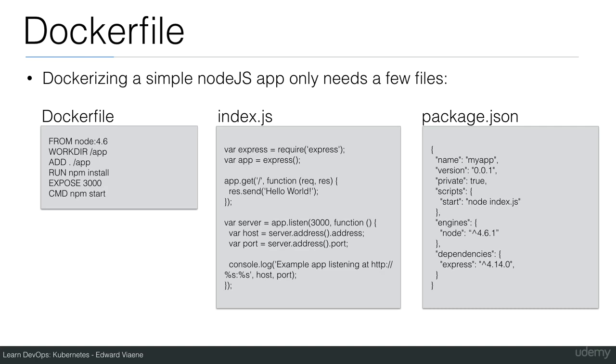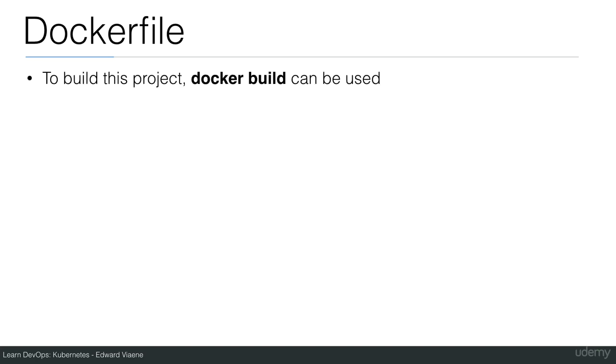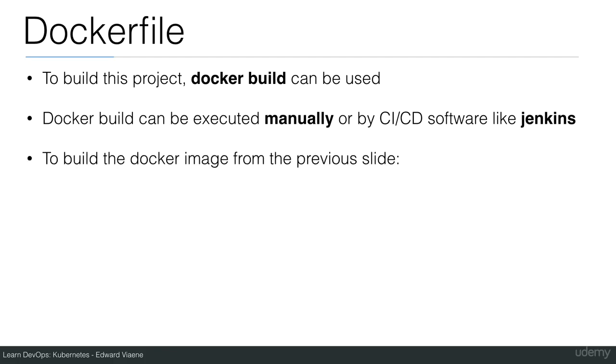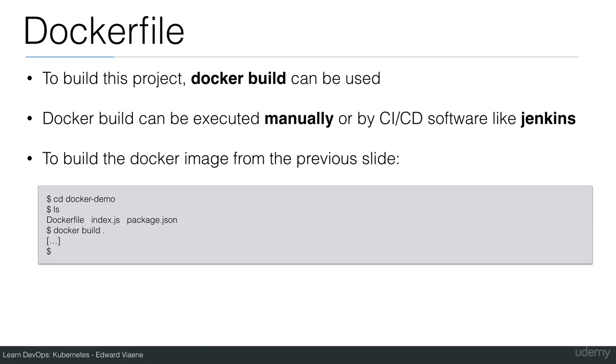The flow itself of building the image, you will clearly see when we run the docker build command. So to build this project, docker build can be used. Docker build can be executed manually, or you can use CI/CD software like Jenkins to listen for any changes to your project and then automatically execute a build. We are going to do it manually for now. Later on, you can automate this easily.